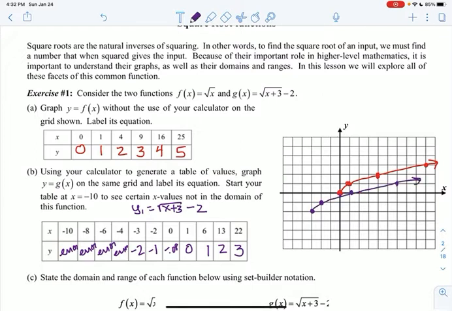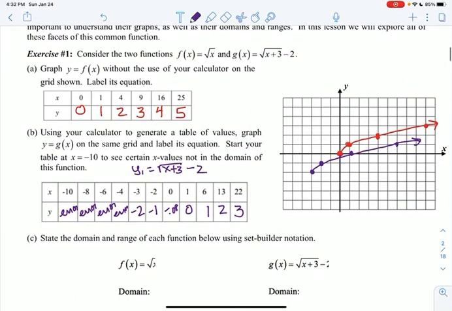Now, if you think of what we learned about transformations, this makes perfect sense. I took that parent function, which is y equals the square root of x that I'm highlighting right now, and you can see I shifted it over to the left 3 and down 2. So this 3 moved it to the left 3, and the negative 2 went down 2.